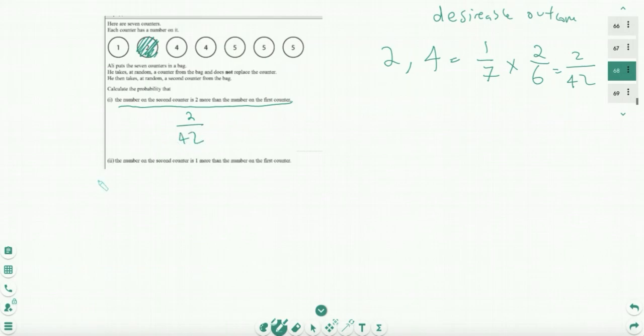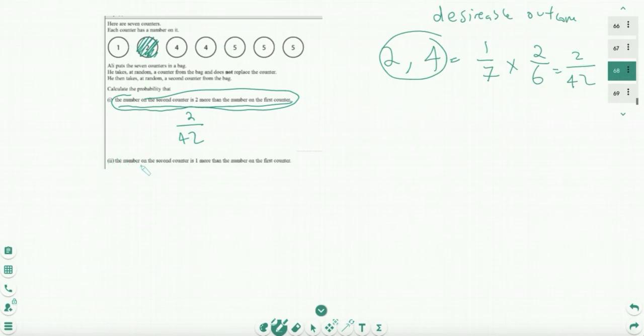So all you have to do here, guys, is write down the only way you could satisfy this criteria, where the second counter is 2 more than the first counter. There's just 2 and 4. That's the only way. Find 2 probabilities and multiply them.